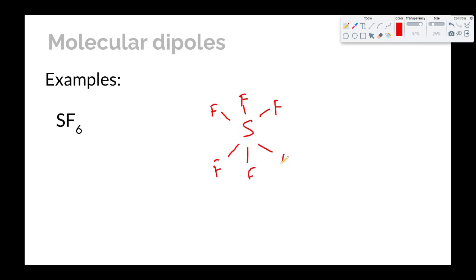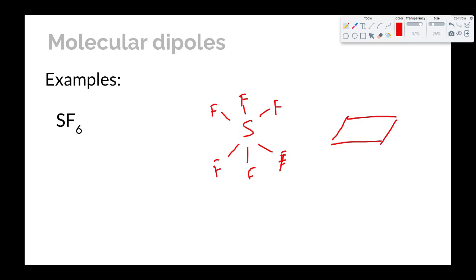There are no lone pairs on the central atom. I'm not going to fill in the octets on all the fluorines. This is octahedral, no lone pairs. So that means it's an octahedral molecule, and octahedrals are symmetrical, so all the bonds are going to cancel.